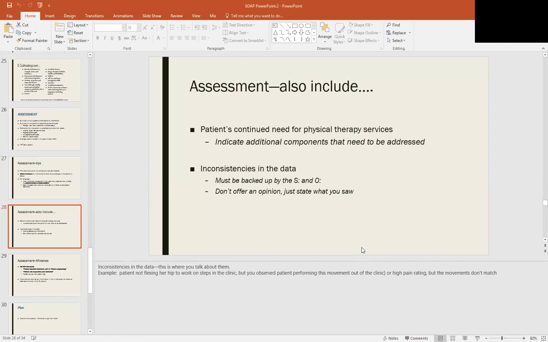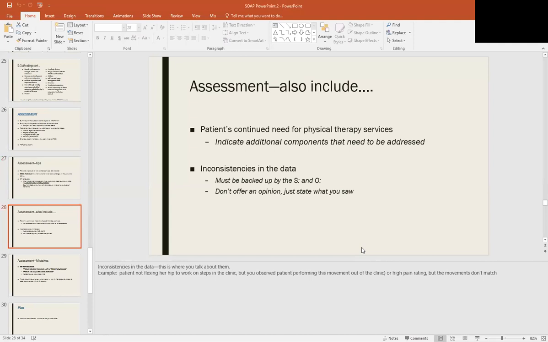Then you could say once in the clinic and walking back to the treatment area with the PTA, the patient demonstrated an antalgic gait and was unable to forward flex the lumbar spine to perform blank exercise or blank activity. So again, that is how you have to state those things.